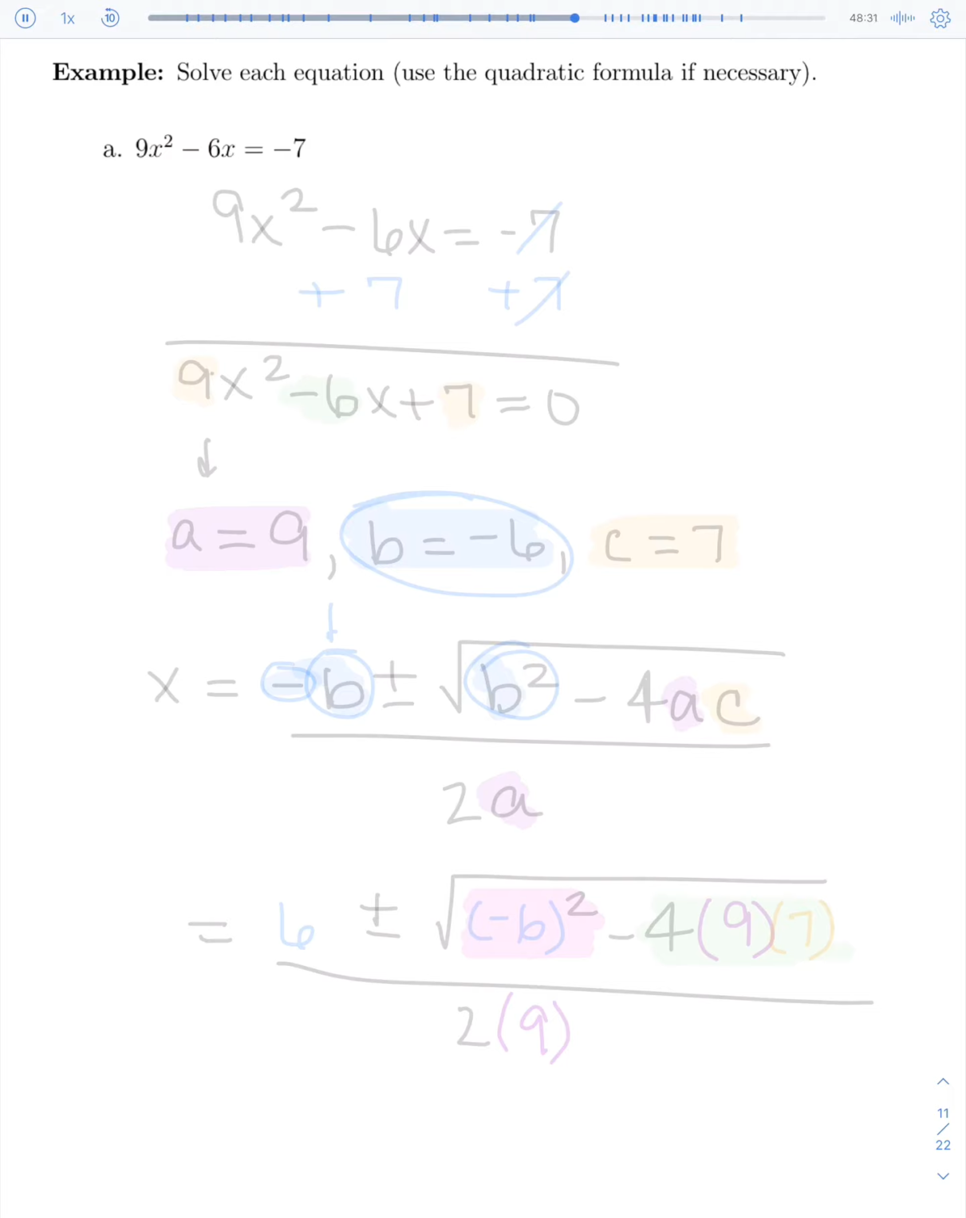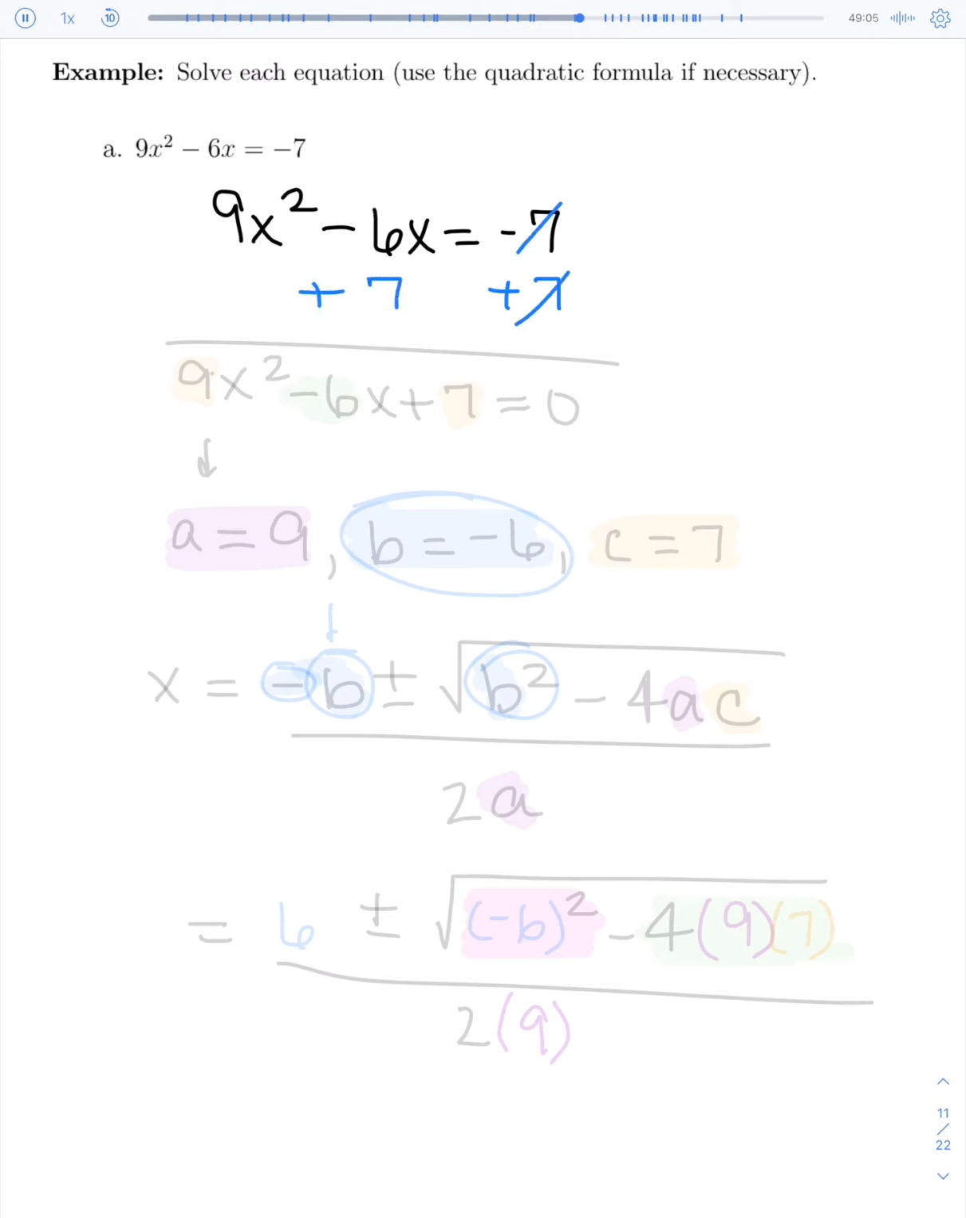So in this first example, what we have is an equation that's a quadratic equation. There is a problem, though, with how it looks right off the bat. Notice we have 9x squared minus 6x equals a negative 7. The problem with this equation, though, is that it's a quadratic equation, but it doesn't equal 0 yet. So we need to make it equal to 0 first by adding a 7 to both sides of the equation.